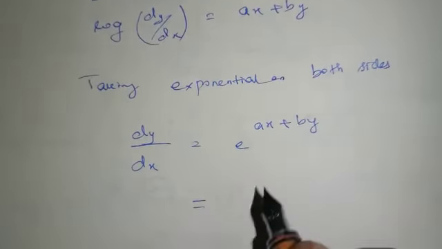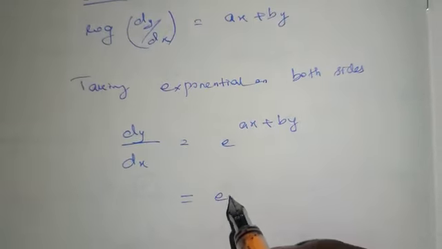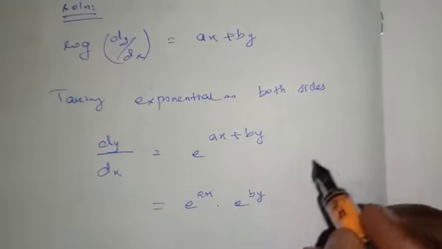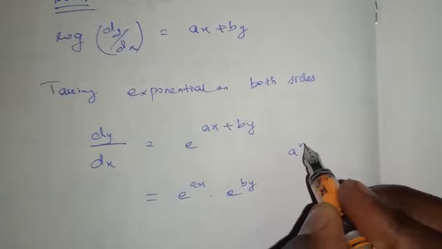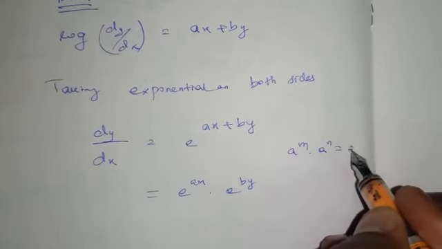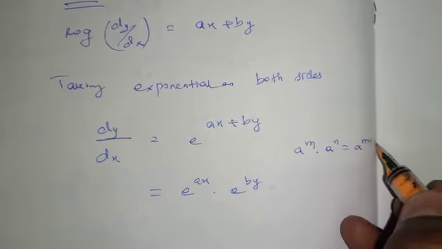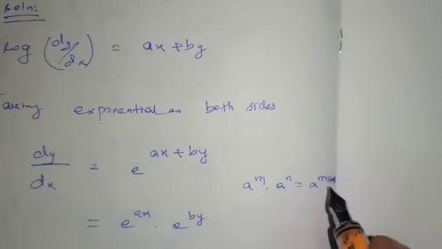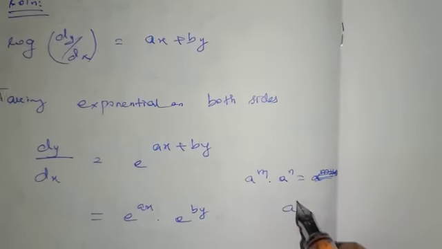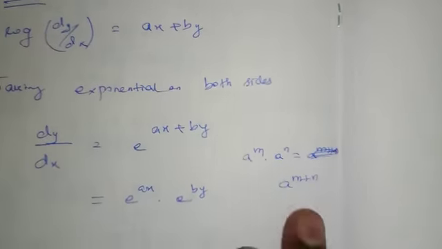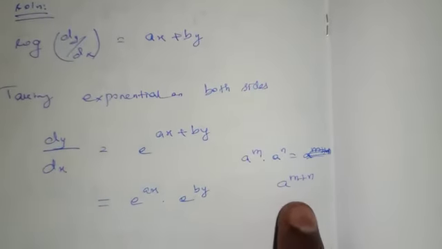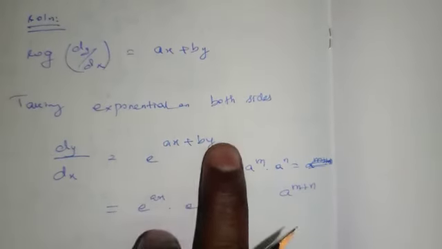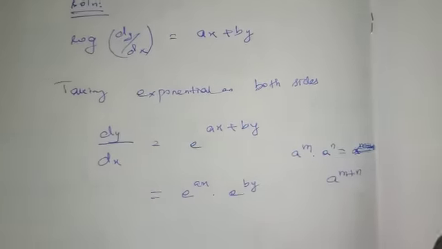So on the right hand side, e power ax plus by, we can write as e power ax into e power by. That is, a power m into a power n is equal to a power m plus n. This is a basic rule. So a power m into a power n is equal to a power m plus n. So here it is a power m plus n, and I have separated it as a power m into a power n.